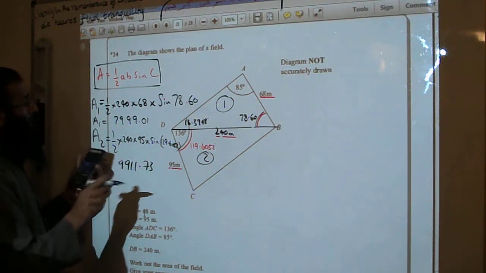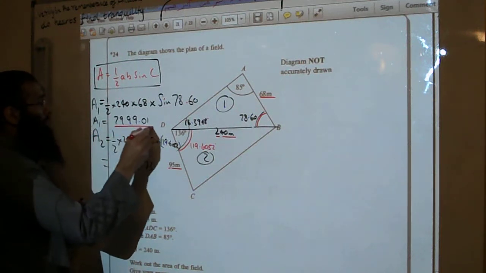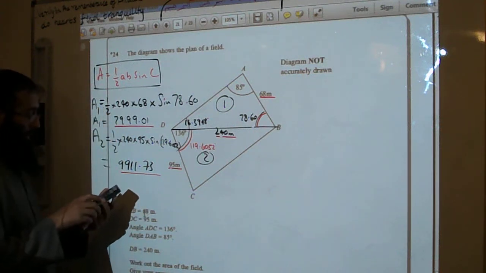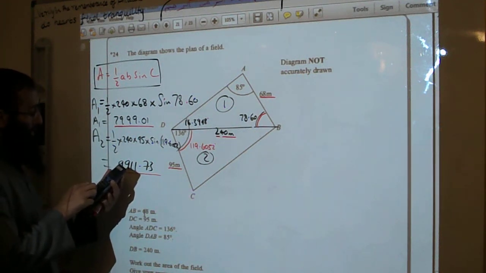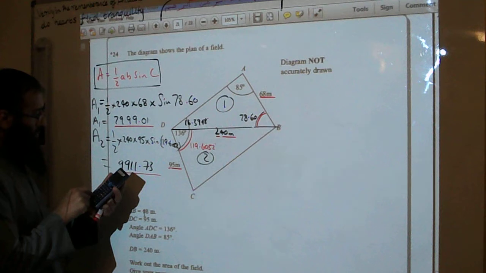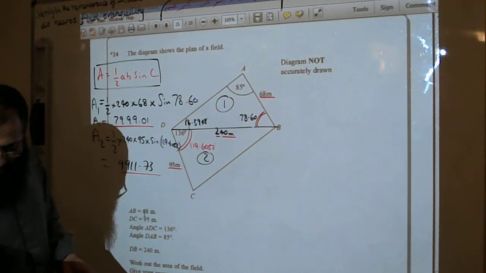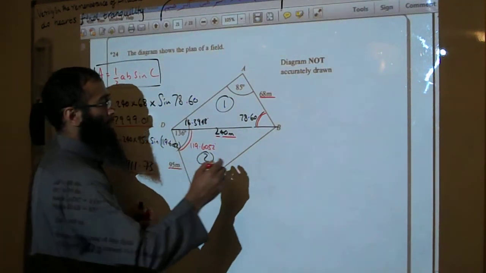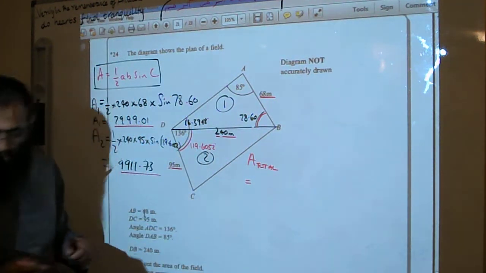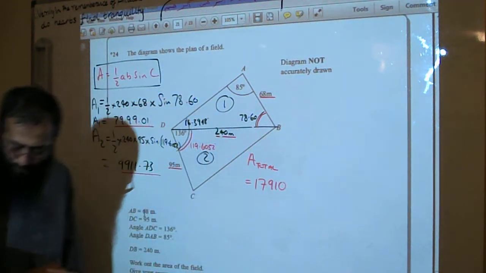Okay, and we need to add up these two values to give us the area. This one and this one, we're going to add them up. Let's do it on the calculator. So we have 7999.01 add 9911.73. That gives us a total area of 17910.74.